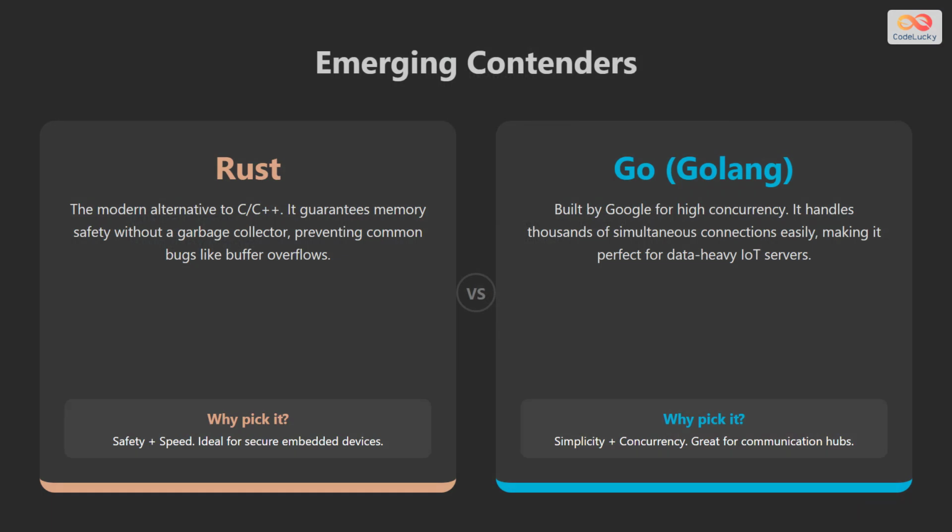As the industry evolves, new contenders have emerged. Rust is gaining traction as a modern alternative to C. It offers the same speed but with guaranteed memory safety, preventing common security vulnerabilities. Meanwhile, Go, or Golang, is built for high concurrency. It excels at handling thousands of simultaneous connections, making it an ideal choice for the communication servers that manage vast networks of connected devices.